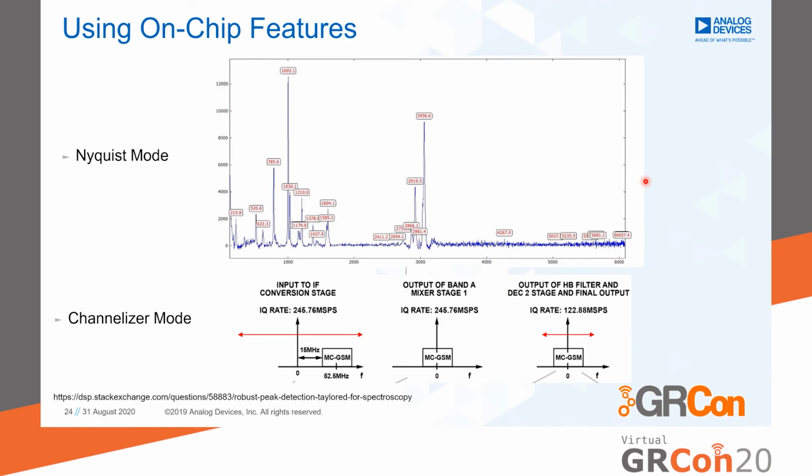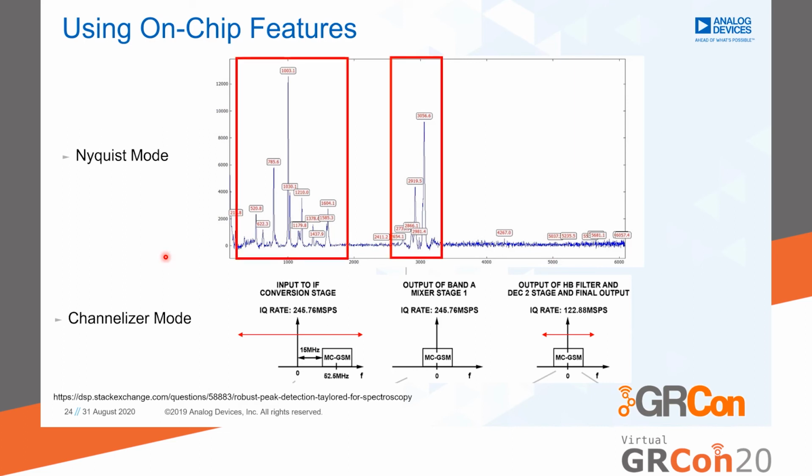Now, another option is to use some of the on-chip features that exist in parts. Say we have an application where we're looking at a signal in the spectrum here. This is a lot of bandwidth, say 6 gigahertz. But there really are only 2 signals or 2 bands that we care about, and these are the things that we want to pull back into our device.